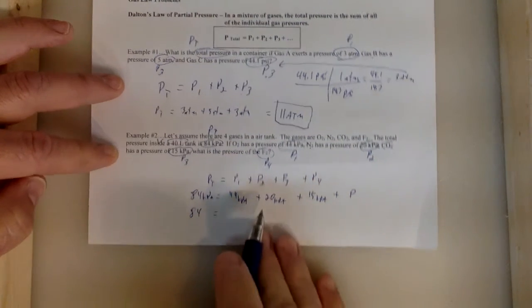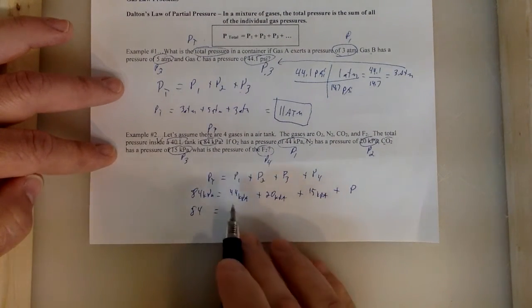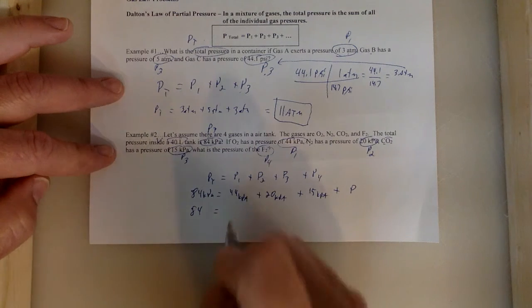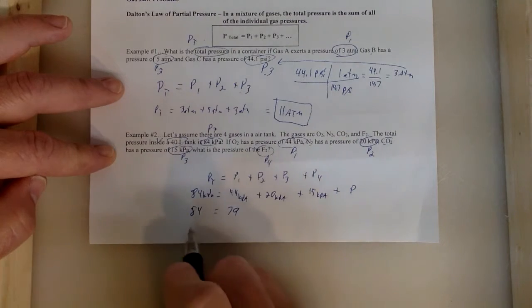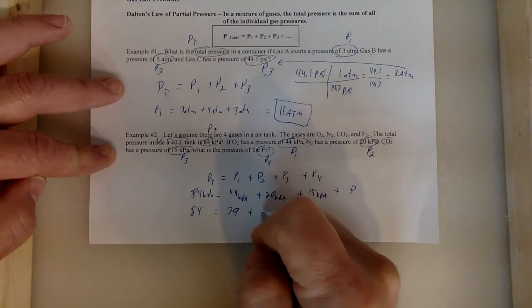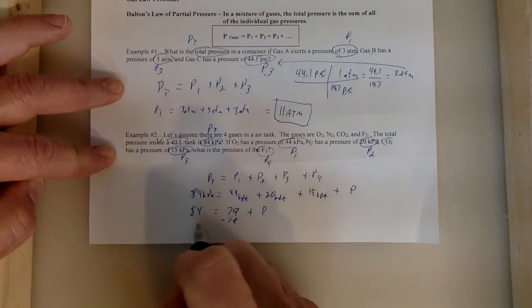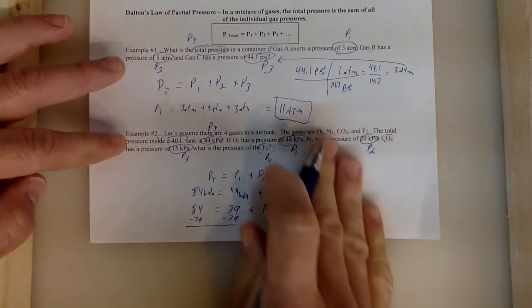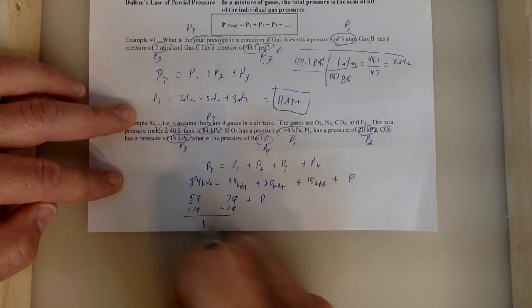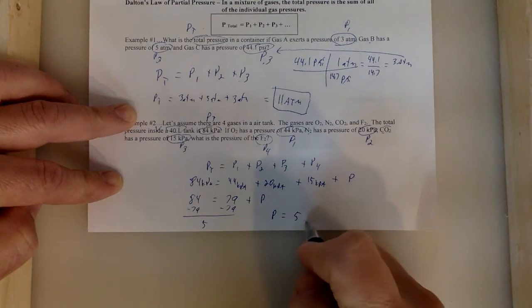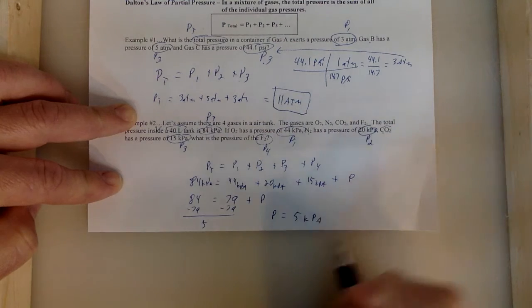If I add up 1 plus 2 plus 3, 44 plus 20 plus 15, that adds up to 79. So 84 is 79 plus the pressure of the fourth gas. So I minus 79 from both sides, and what I'm left with is 5. So the pressure of the fourth one is 5, and it's going to be kPa because that's what all my units of pressure are.